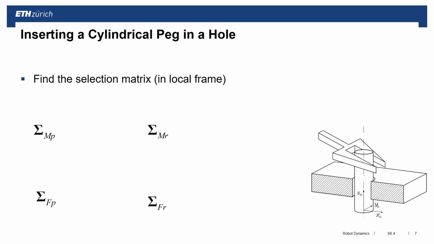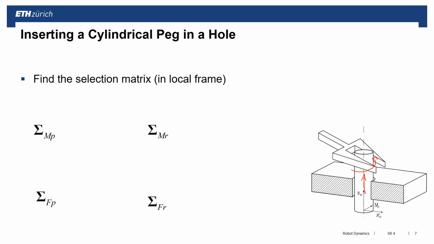Second example is inserting a cylindrical peg in a hole. And again, you want to figure out these sigma matrices, selection matrices. What is important here is we can move in Z direction, we cannot move in X and Y direction. We can rotate in this direction, so around the Z axis, but we cannot rotate around the X or Y direction because the hole is pretty long. And that should immediately allow you to set up these selection matrices.